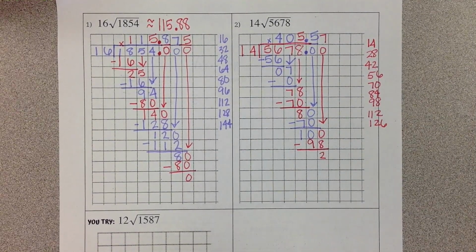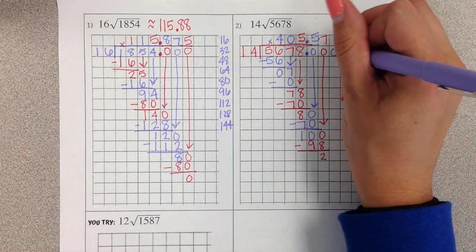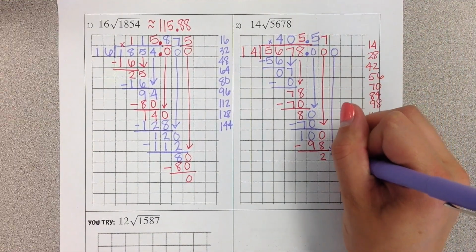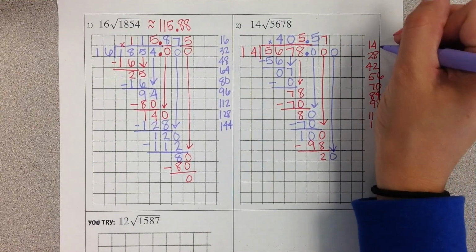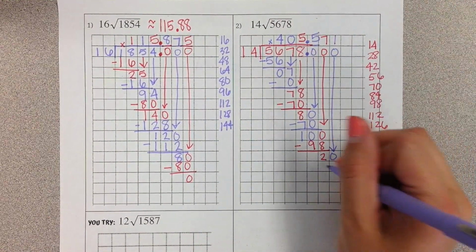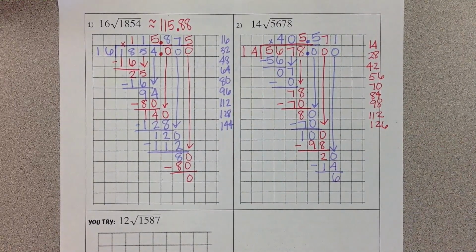So we still have a remainder. We still don't have anything to bring down. I need to go to 3 decimal points, so I'm going to add a 0. Bring it down. How many times does 14 go into 20? Goes in 1 time because 28 is too big. 14 times 1 is 14. Subtract. 20 minus 14 is 6.